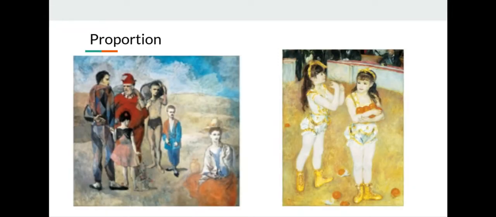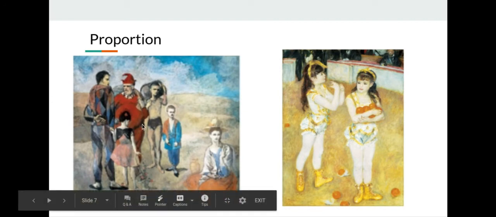Let's look at the proportion of the figures in these two paintings. If we look at the Renoir girls a little closely, the two jugglers, I believe that these show more realistic proportion. All of their body parts seem to be the same size in relationship to each other. They look like real people. Where Picasso's figures, their proportion looks more stretched out. The people seem longer and thinner and don't seem as realistic, except for the fat clown guy. He doesn't look that thin.